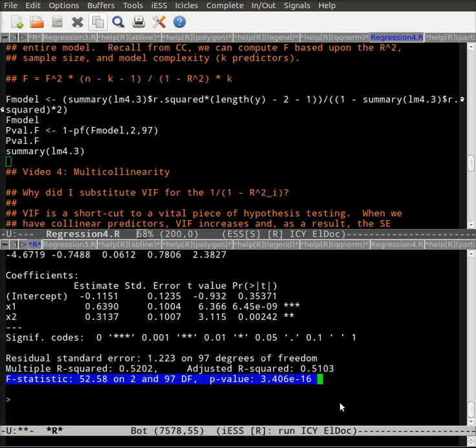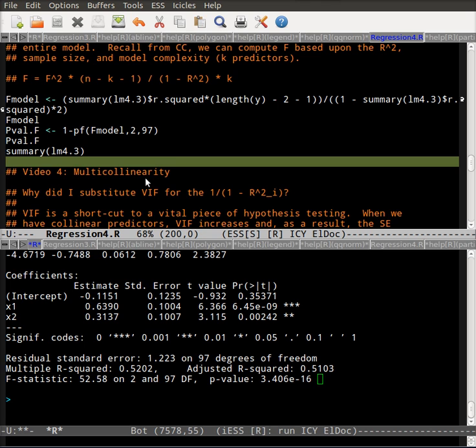So from this point forward, we're going to shift over to multicollinearity, and then we're going to talk a little bit more about partial and semi-partial correlations, which will lead us to stepwise and hierarchical regression. So stay tuned for more of that.